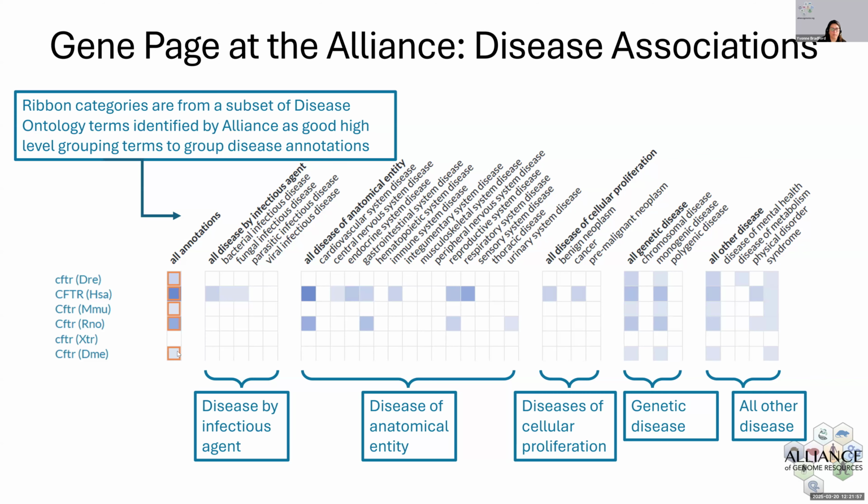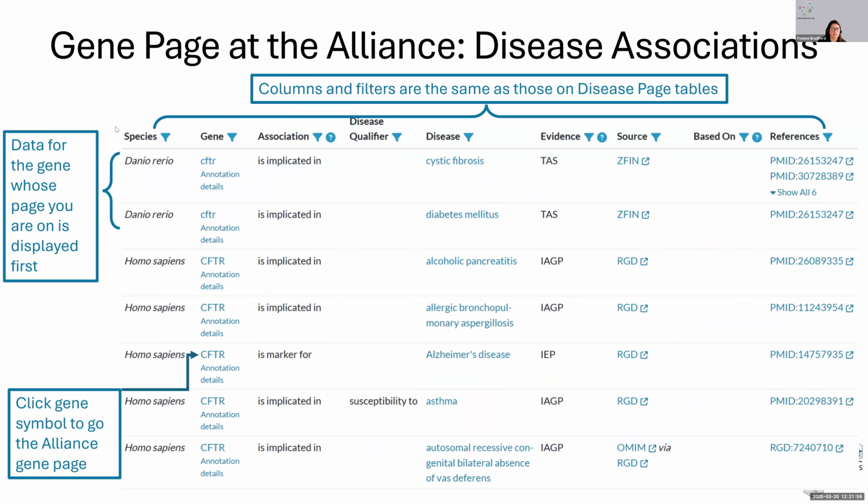Now we're going to move on to the table that has the more detailed information for the ribbon. Again, the gene whose page you are on is displayed first in the table. This table is very similar to the other disease tables that we've already seen. The columns and filters are the same as those that we've seen on the disease page tables. If you click on a gene symbol, you'll go to the Alliance gene page.